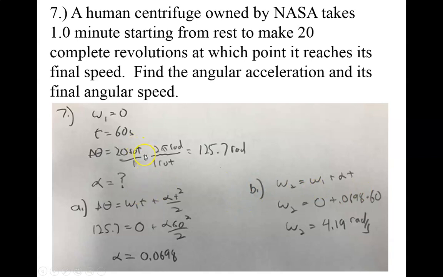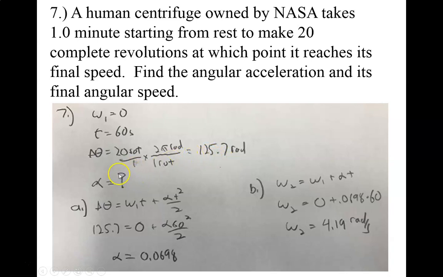We've got a human centrifuge they use to spin astronauts and test how many G's they can take. It takes 1 minute from rest to make 20 complete revolutions, at which point it reaches its final speed. What is the angular acceleration and its final angular speed? We've got an initial velocity of 0, so omega 1 equals 0. T is equal to 1 minute or 60 seconds. The angular displacement is given in revolutions, but we need that in radians, so multiply by 2 pi, and we get 125.7 radians.